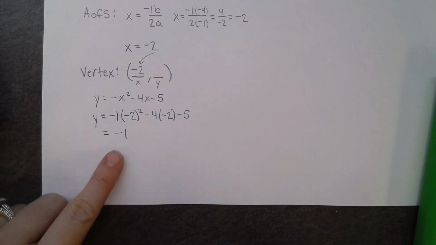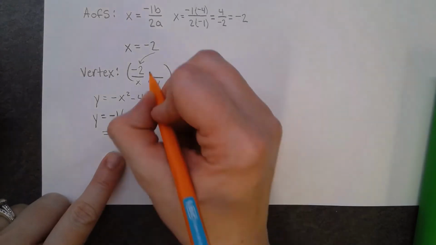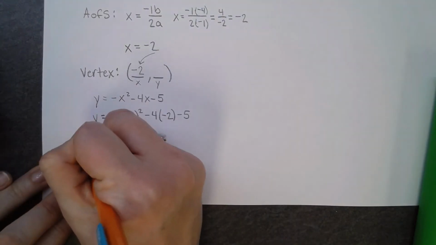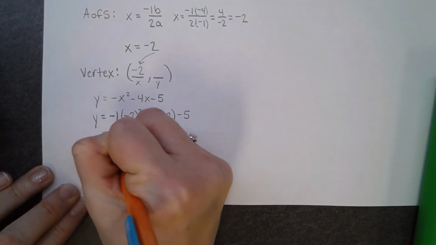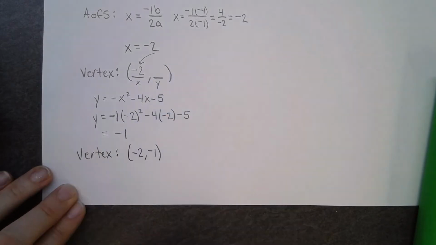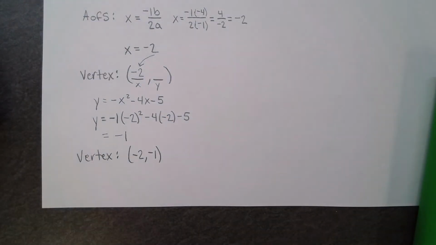So that gives us the y value of our vertex. Let's just write it here. The negative 2 was our axis of symmetry, and the y value is negative 1 to finish off our vertex.